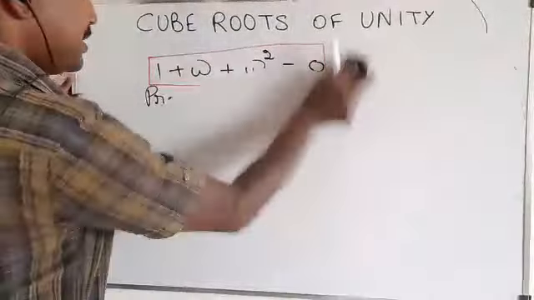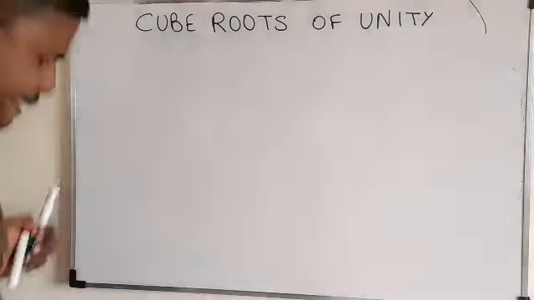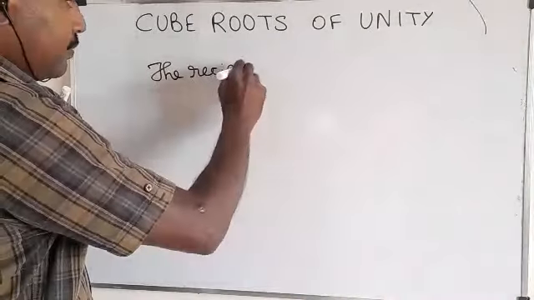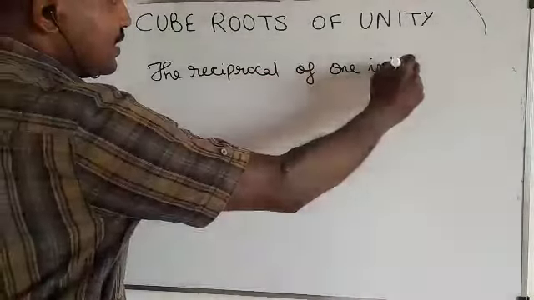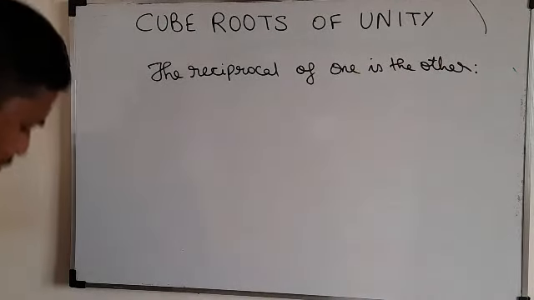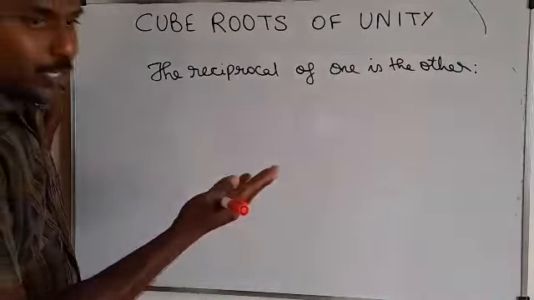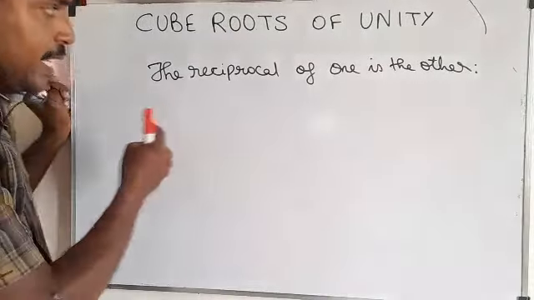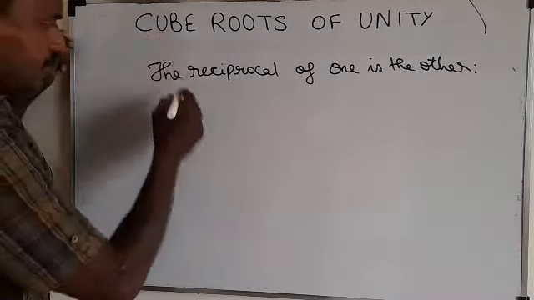One last thing that I would like to say is the property about the reciprocal. The reciprocal of one is the other. This is a property that is worth discussing. Here one means omega and the other means omega square, the two complex cube roots of unity. About them only we are talking again. If we find the reciprocal of one, we will get the other one. Let us find out.